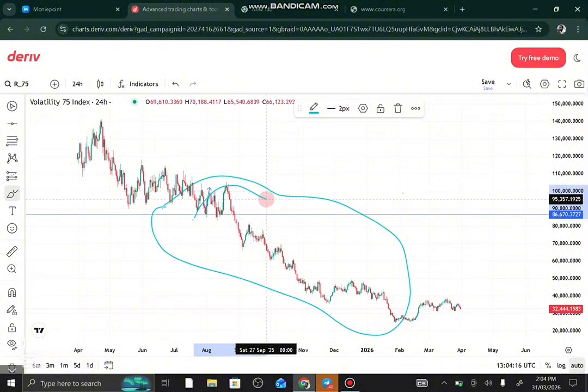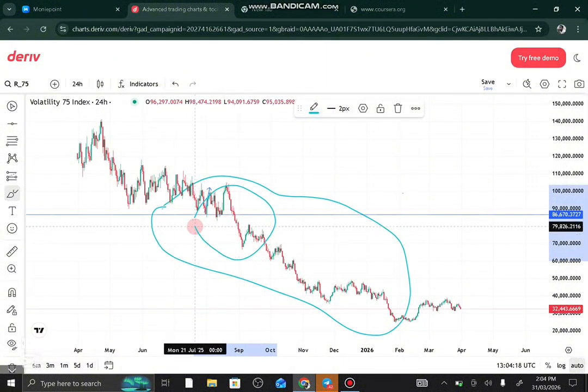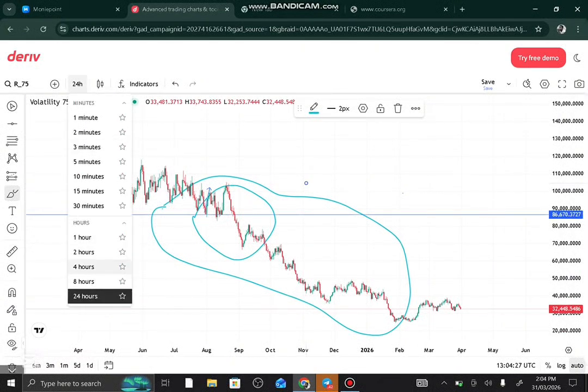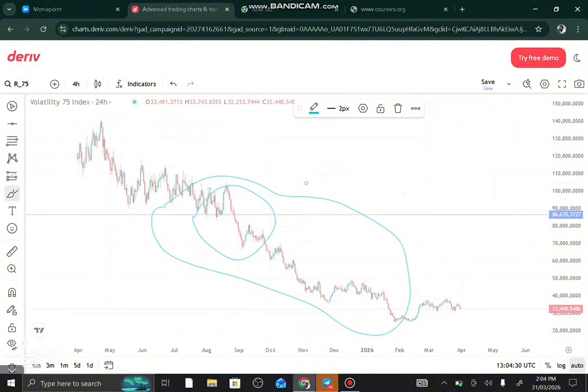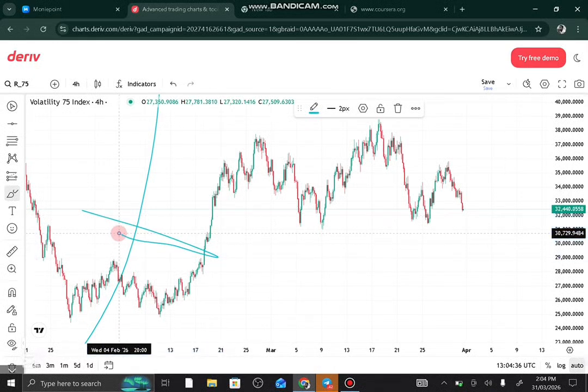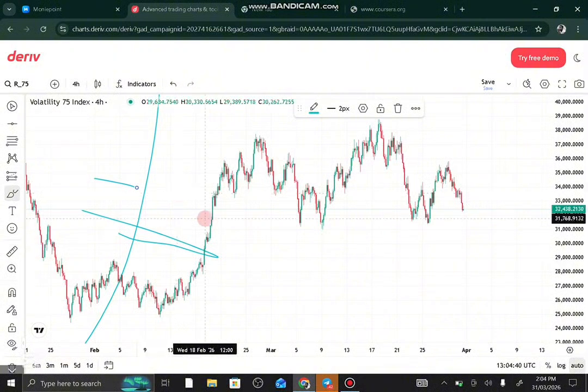So from this level to this point that I have drawn, we are going straight ahead to our lower time frame. First, the essence of the lower time frame: it gives you a clearer view of price. Sorry for this obstruction.